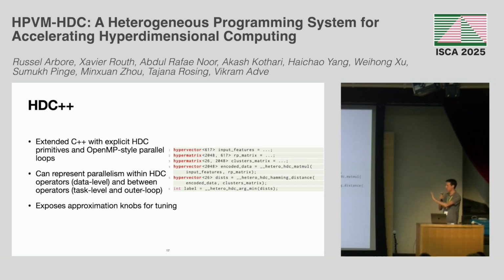And then the final thing I'll briefly mention is that HDC++ also exposes approximation knobs for tuning. As I mentioned earlier, a key part of developing HDC applications is tuning them simultaneously for quality of service and also performance. I'll dive into what these knobs actually do in future slides, but just know that with very little code modification and no modification to the underlying algorithm, you can tune these various approximations at the front-end level.